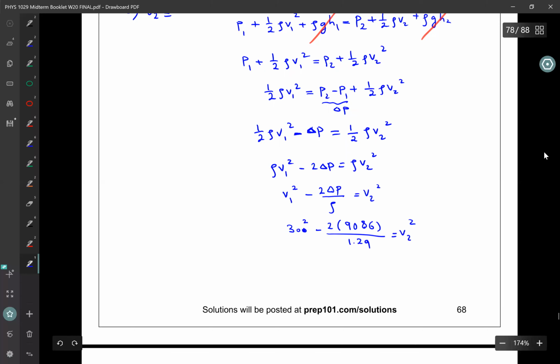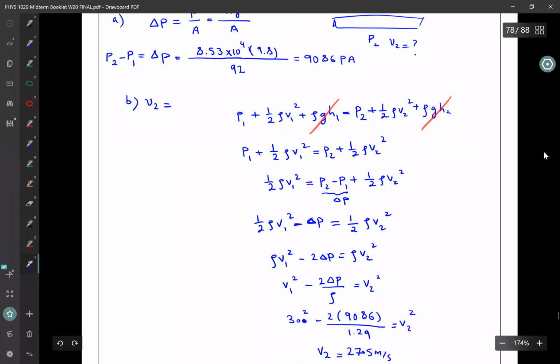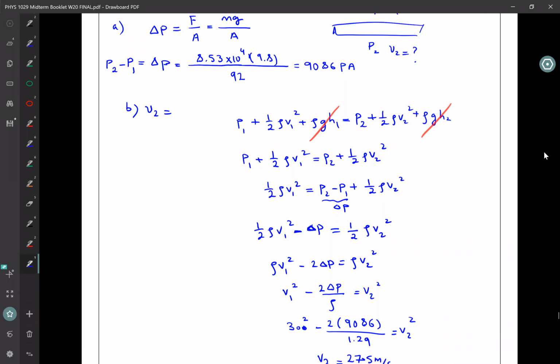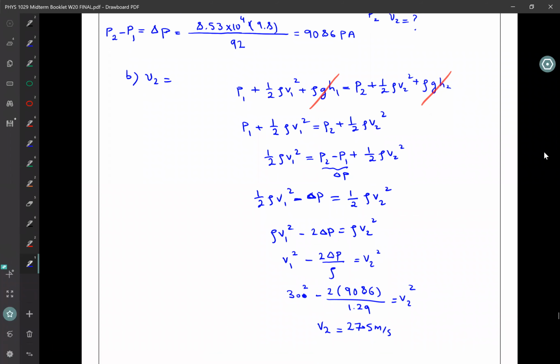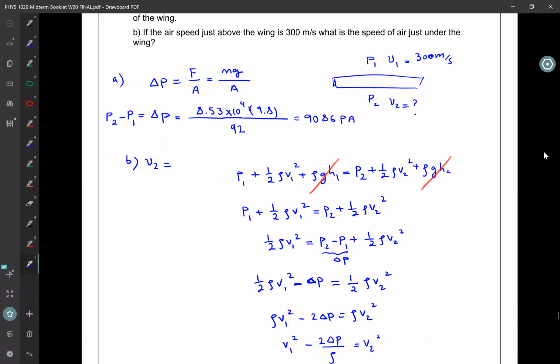And if you take the root of this, your V2 is equal to 275 meters per second. Because the pressure is higher under the wing, Bernoulli's law says the speed of the air should be lower under the wing. Remember, Bernoulli's law says the higher the pressure, the lower the speed of the fluid. Therefore, the speed of air under the wing equals 275 meters per second, which is less than the speed above the wing, which is 300 meters per second.